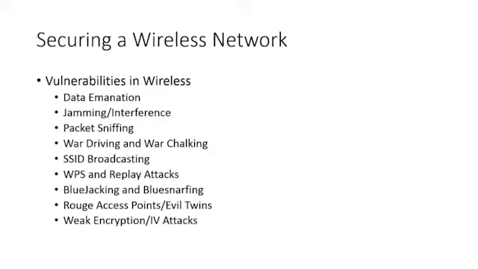We have vulnerabilities in wireless as well, just like we have vulnerabilities in a wired network. Well, maybe more in a wireless network. I don't know, it depends on how you want to look at it. We could have data emanation, right? Data leaking out there. That's not good. Jamming or interference. Somebody could be interfering with your signal. They may be doing it unintentionally.